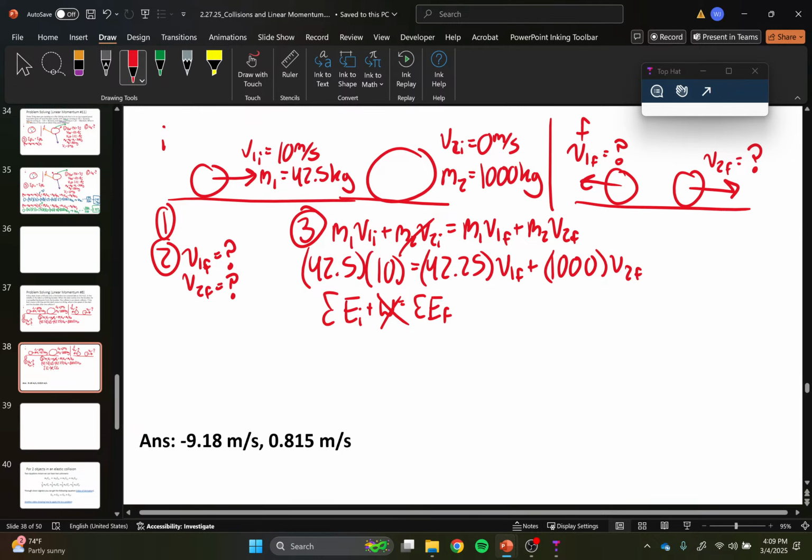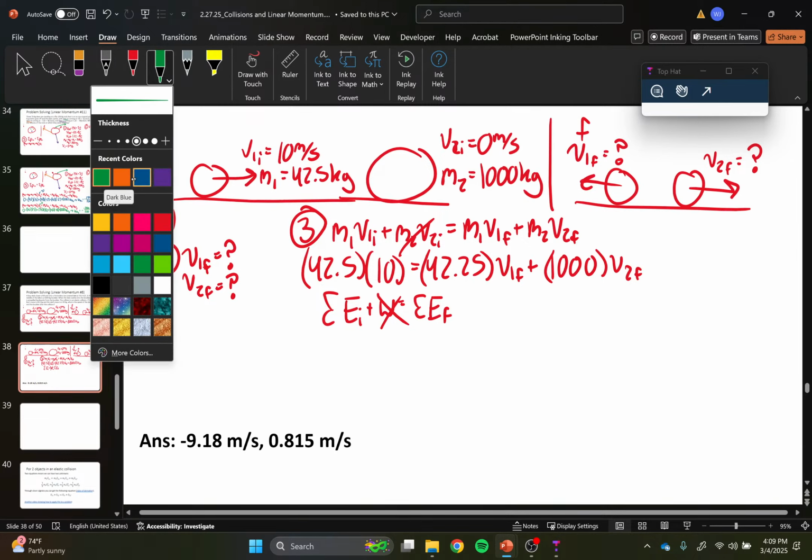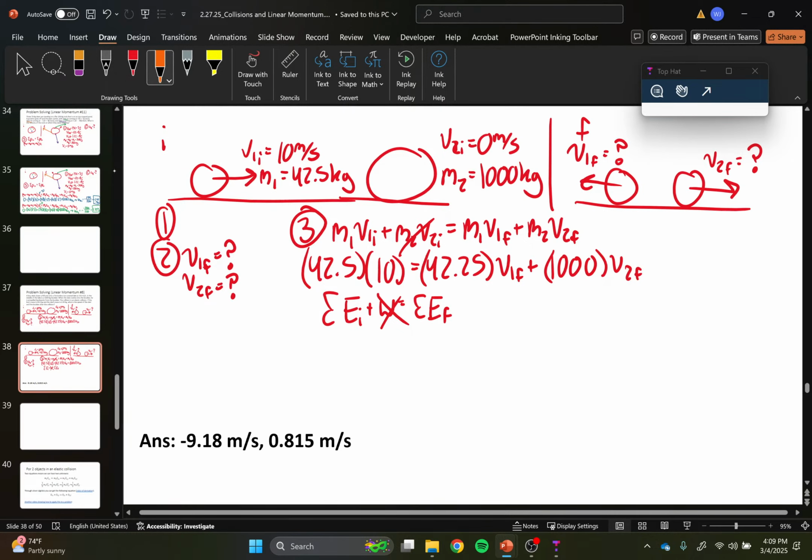Go through the checklist. What energies do I start with? What energies do I end with? Oh, also, you have to make a judgment call. Where do you want y equals 0? Anytime you talk about energy, you need to define y equals 0. Where do you want y equals 0 in this picture? It doesn't matter. What's a nice place to pick? The ground. Great. Y equals 0 is the ground.